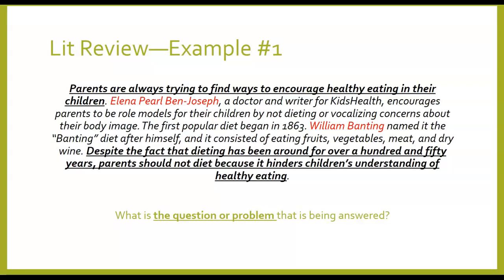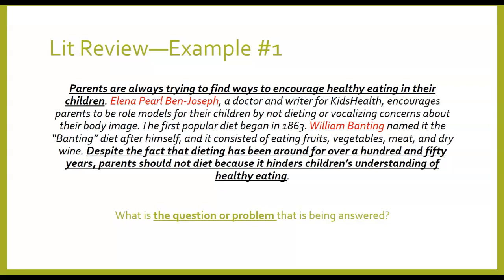The first popular diet began in 1863. William Banting named it the Banting diet after himself, and it consisted of eating fruits, vegetables, meat, and dry wine. Despite the fact that dieting has been around for over 150 years, parents should not diet because it hinders children's understanding of healthy eating.